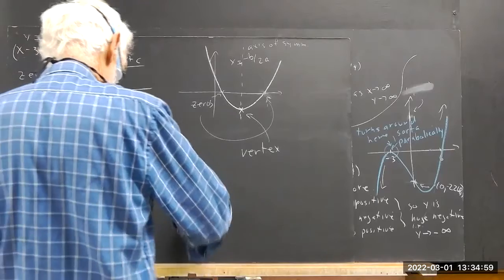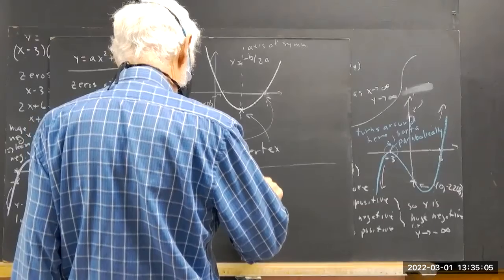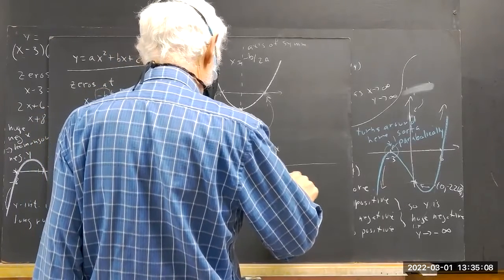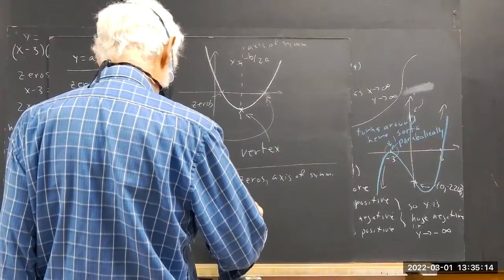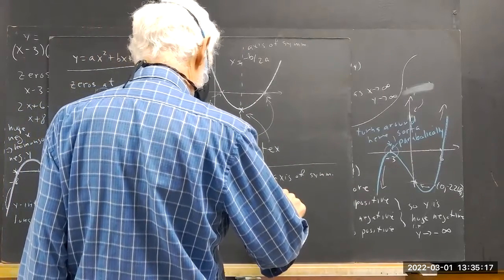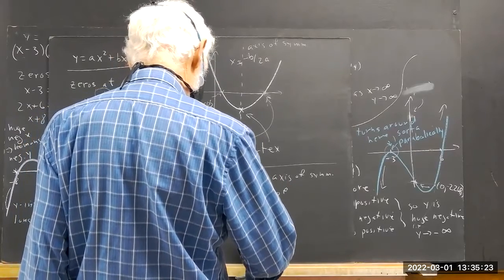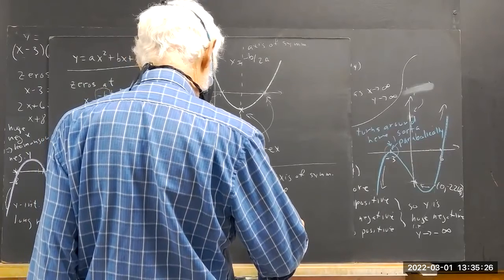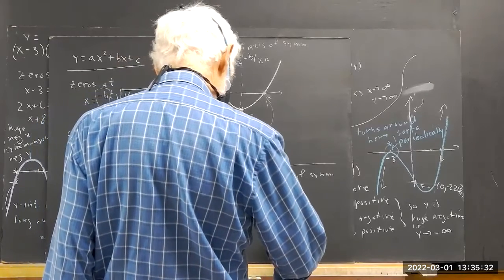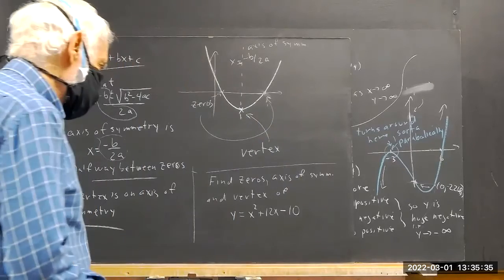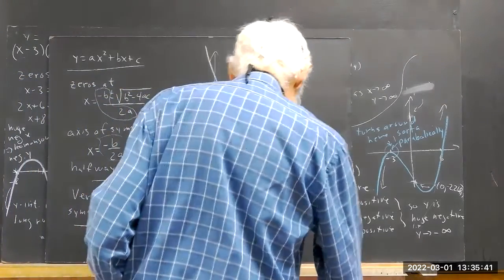So find the zeros, the axis of symmetry, and the vertex of this. And let me stop. Let me put something else.